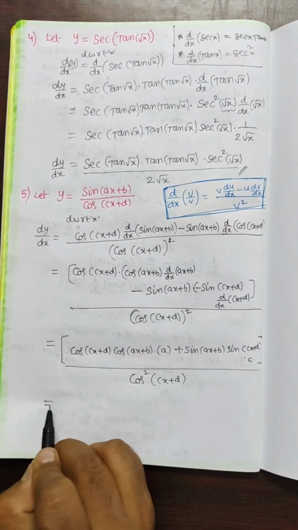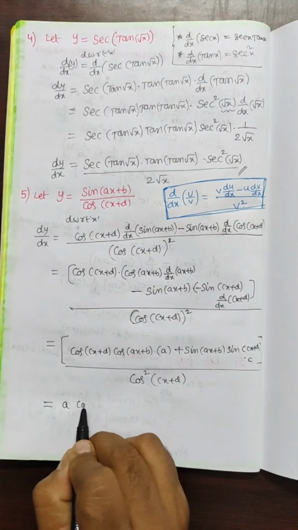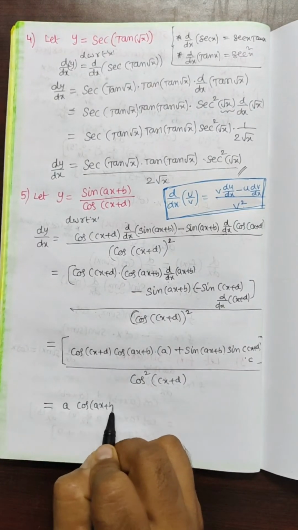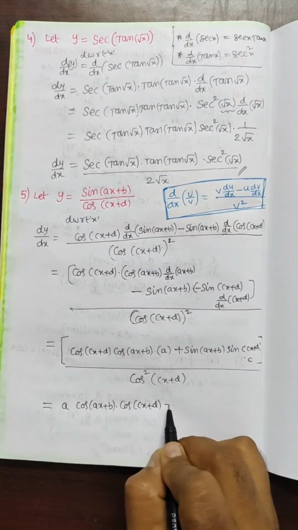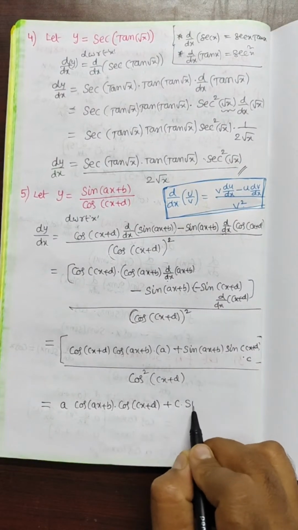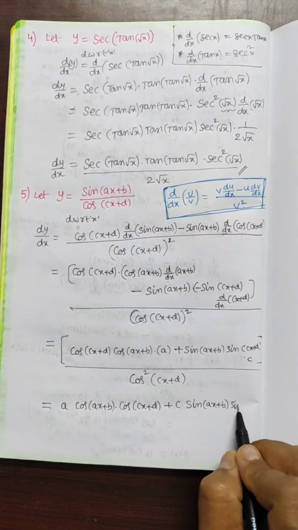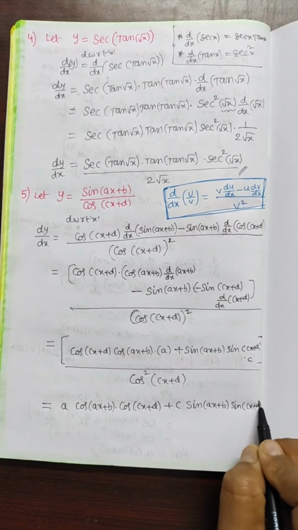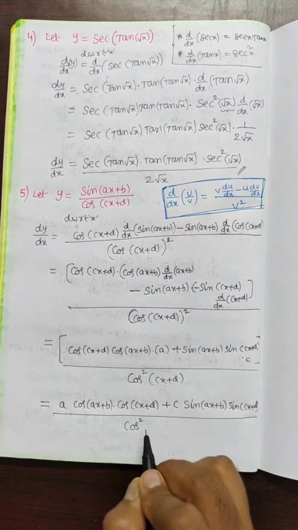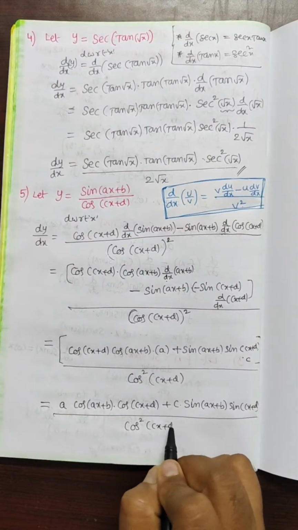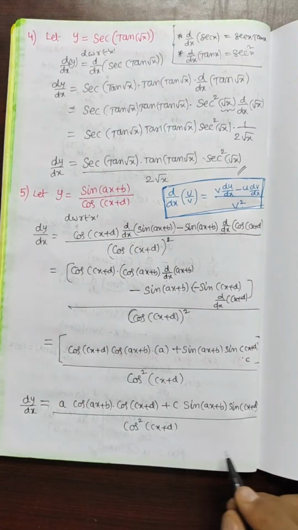See, once again, you rewrite that. So first constant a into cos of ax plus b into cos of cx plus d plus c into sin of ax plus b into sin of cx plus d divided by cos square of cx plus d. This is dy by dx.